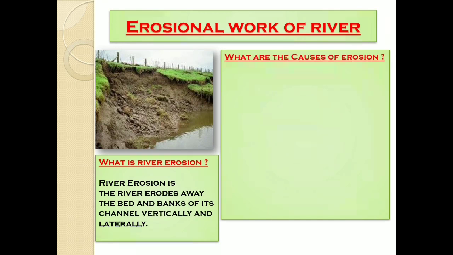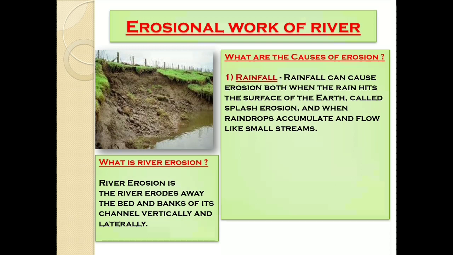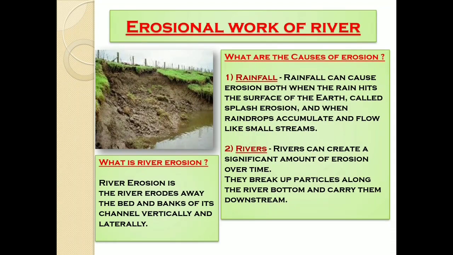Now what are the causes of erosion? First is rainfall. Rainfall can cause erosion both when the rain hits the surface of the earth, called splash erosion, and when raindrops accumulate and flow like small streams. Second is rivers. Rivers can create a significant amount of erosion over time. They break up particles along the river bottom and carry them downstream.